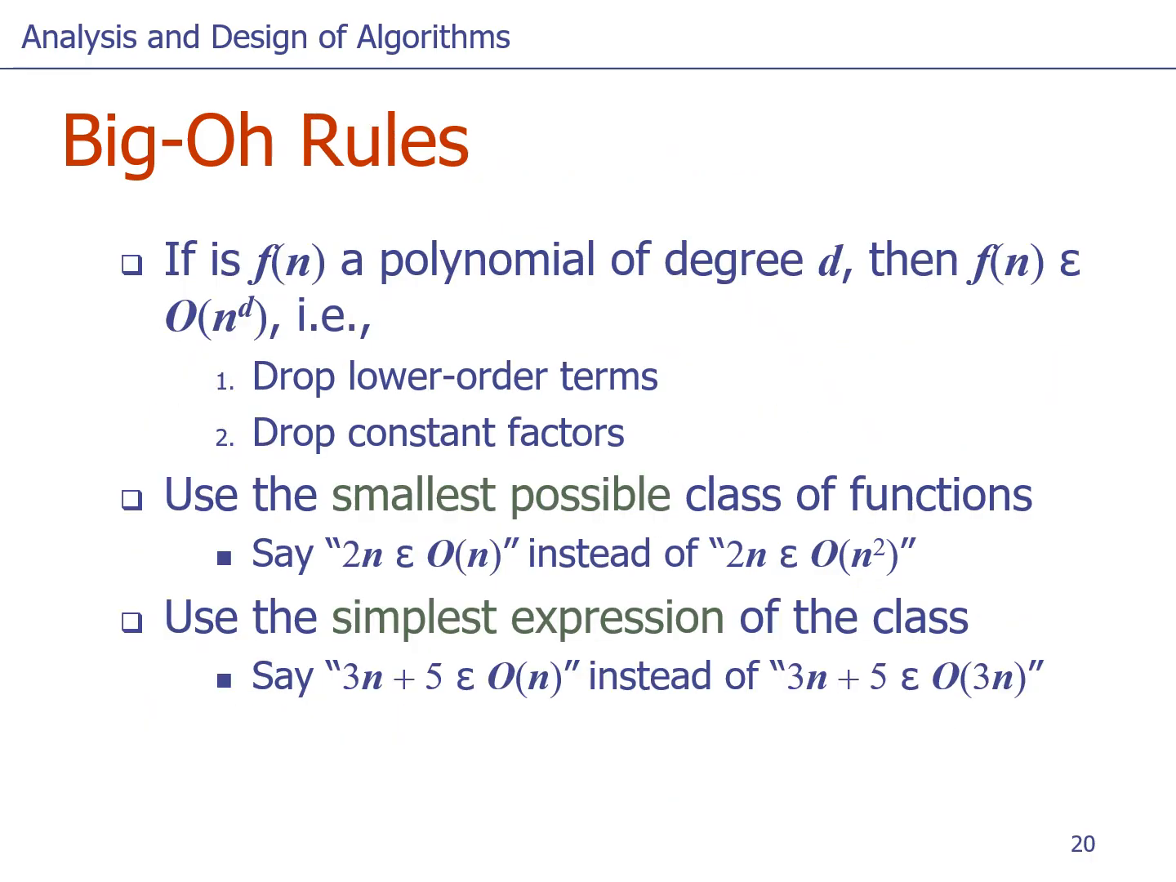Now, going back to the rules that you have learned in your early computer science education, where you're told to drop the constants, now you understand where all this is coming from. Okay? Let me read the bullets. It says if f of n is a polynomial of degree d, then f of n is in O of n to the d.